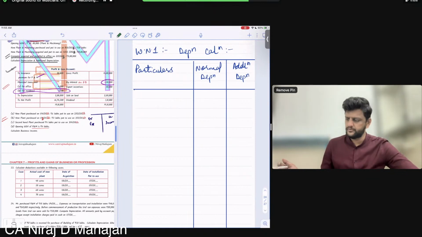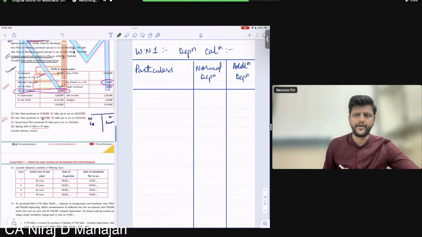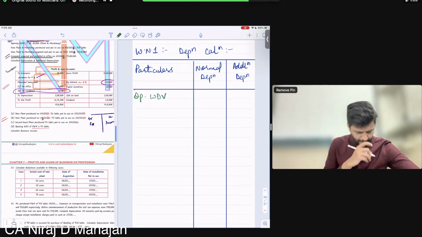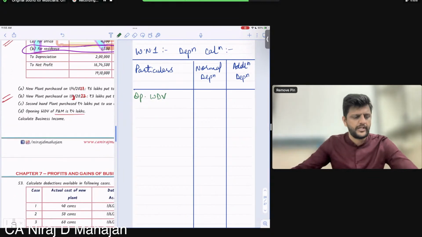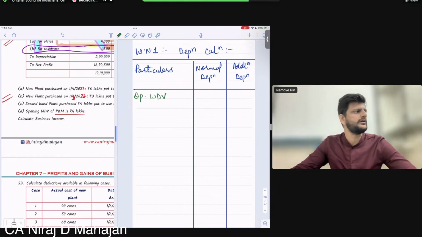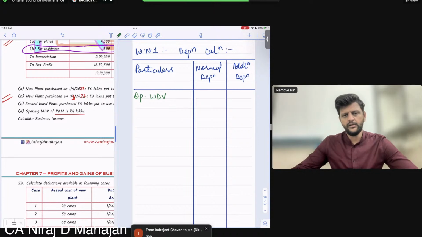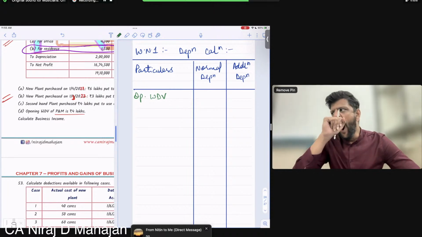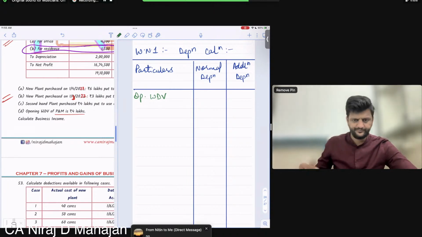Ready, bachcho? Chalo. Do we have OPWDV? Yes, we have. Is there a sale in the question? Tell me this. Is there any sale of the assets in the question? No. Okay, everybody. So we can directly take bachcho on OPWDV.